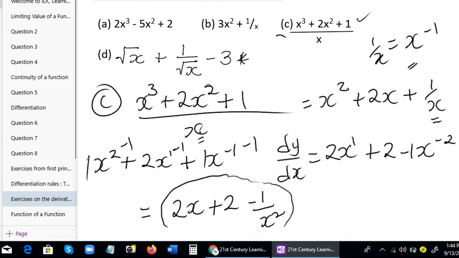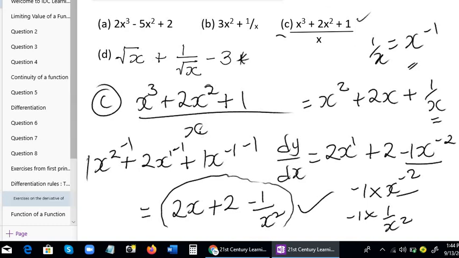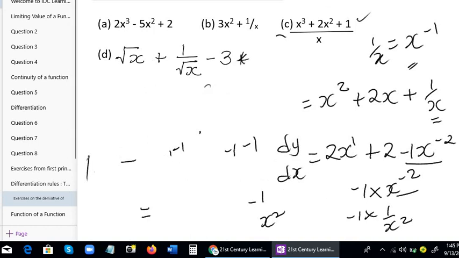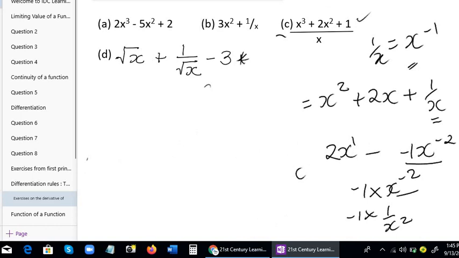Don't be confused about how I got minus 1 over x squared. I got it from here. This is the same thing as minus 1 times x raised to the power minus 2, minus 1 times, this means 1 over x squared. Minus 1 times 1 is minus 1 over x squared. Okay, so you can just take D. But for D, I want to make it clear so you don't get confused because of the square roots.